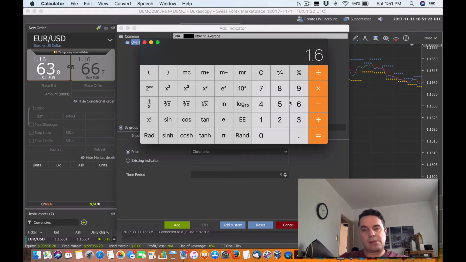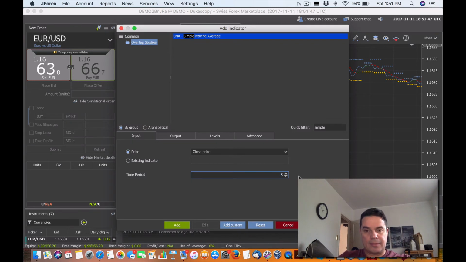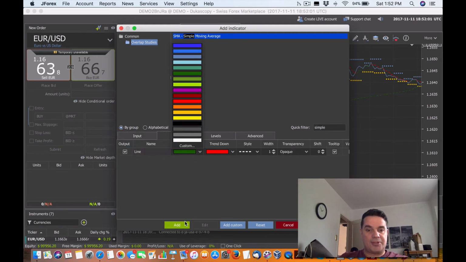Oh, I'm sorry, I'm doing these calculations wrong. Okay, so we have 4 15-minute periods over an hour. So if we go 24, let's say we want to set this at 96. This is the slow moving one. Okay, so we're going to change this color as well. Okay, we're going to add output. Let's just see what this indicates.